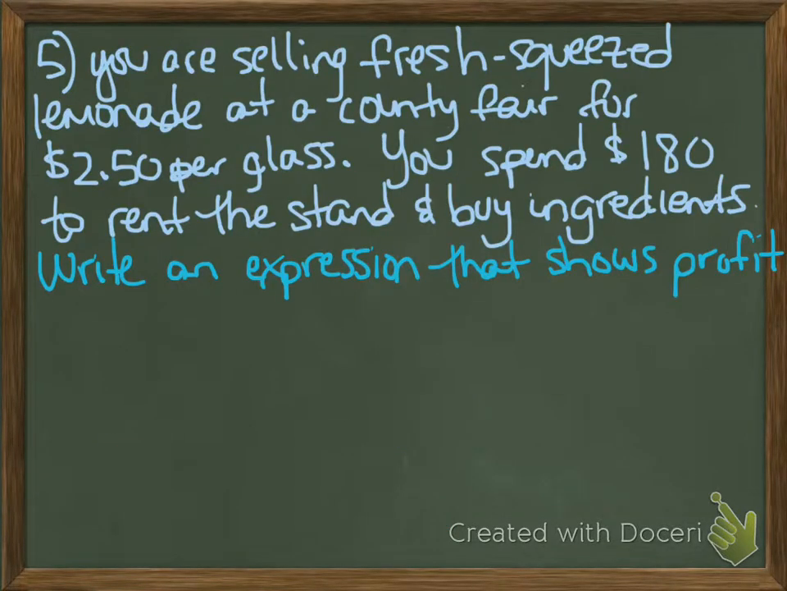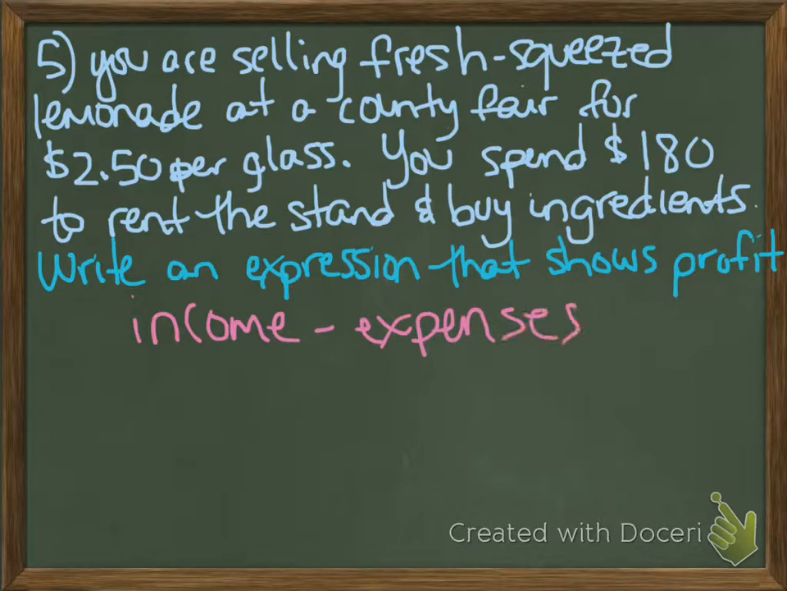You're selling fresh squeezed lemonade at a county fair for $2.50 a glass. You spend $180 to rent the stand and buy ingredients. Write an expression that shows your profit. So in this case, you need to remember that you have to take your income minus your expenses, and this will give you the expression for your profit.